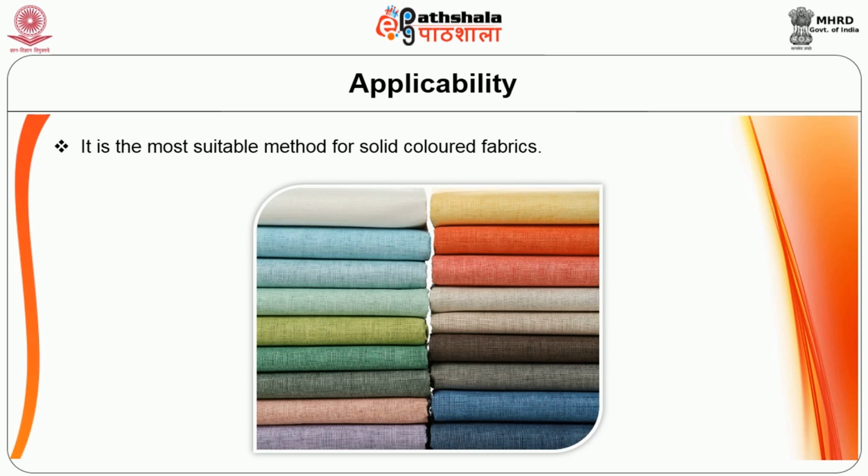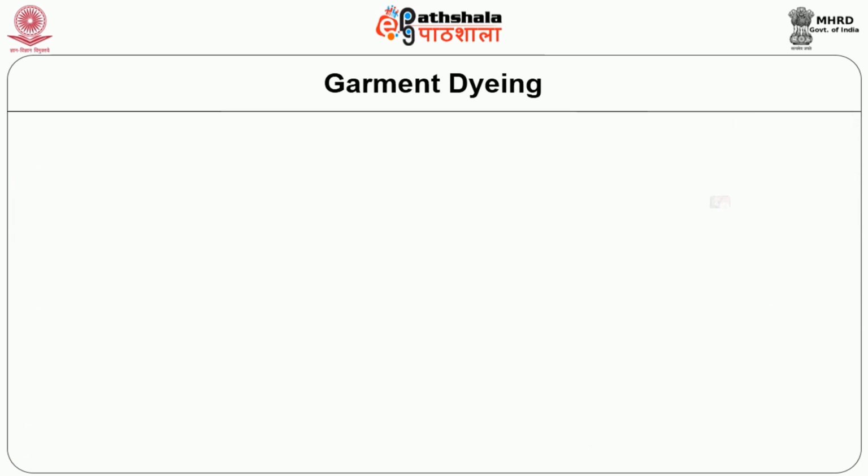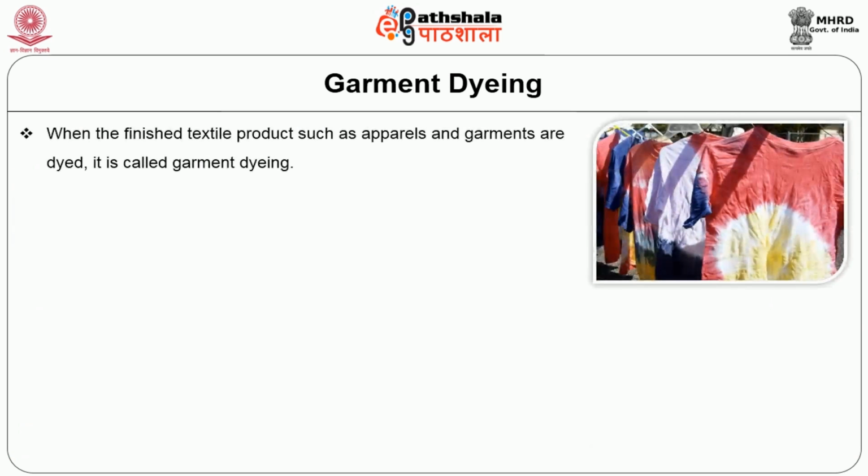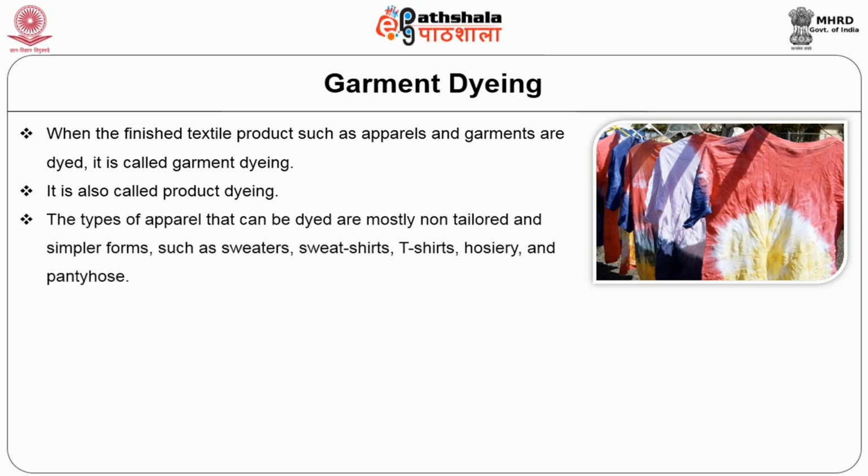Next is garment dyeing. When the finished textile products such as apparels and garments are dyed, it's called garment dyeing. It's also called product dyeing. The type of apparel that can be dyed are mostly non-tailored and simpler forms such as sweaters, sweatshirts, t-shirts, hosiery and pantyhose. The effect on sizing, threads, zippers and snaps must be considered.